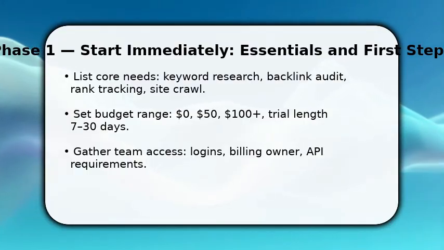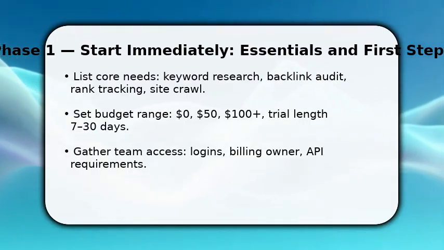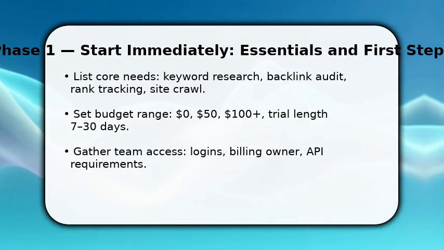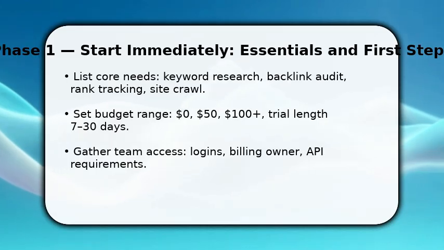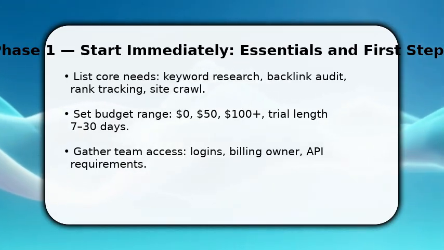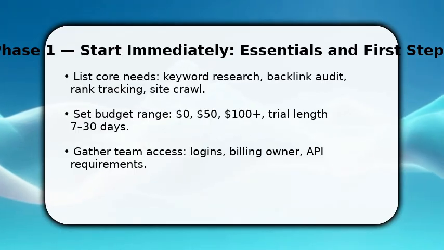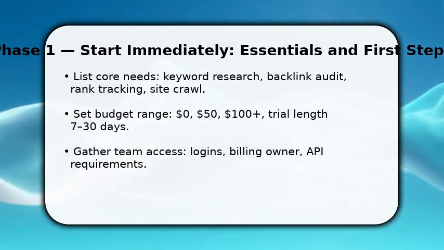You start by defining exactly what problem the SEO tool must solve and why that matters to your workflow. Identify must-have features, for example keyword research and site crawl, then set a realistic budget and desired trial length. Once done, collect stakeholder access and payment details so you can move quickly.